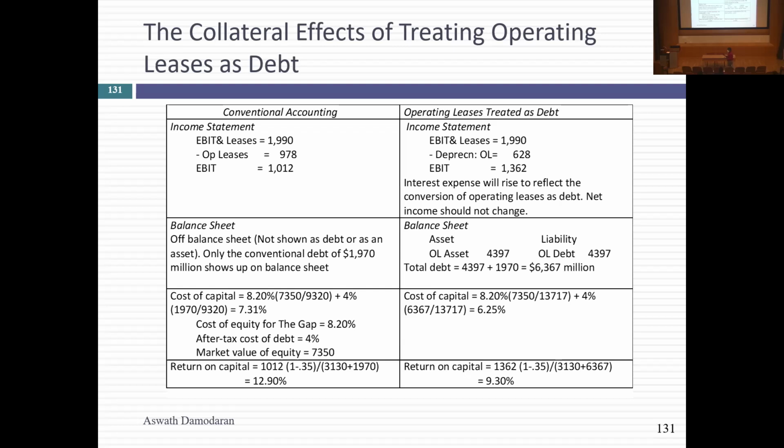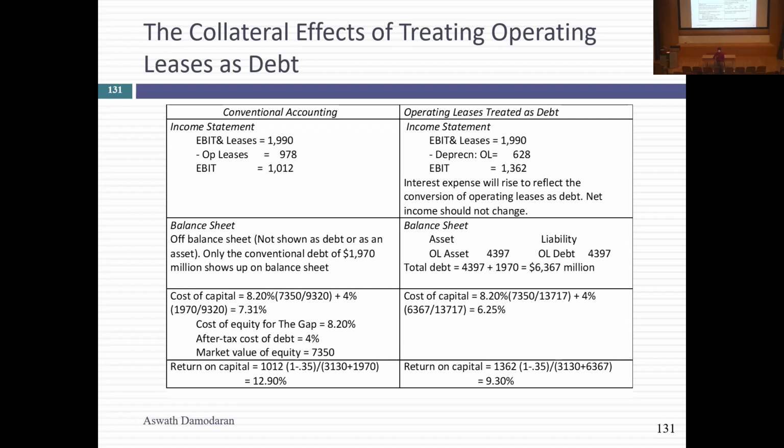Will it be positive, negative, or zero? Depends very much on the company. And I'll tell you the shorthand you can use. One way to think about the value of growth is the spread you make between your return on capital and the cost of capital. Before I capitalized leases, I thought the gap made a spread of about 5.59%, right? 12.9 minus the 7.31. After I capitalized leases, that spread has dropped to 3.05%.